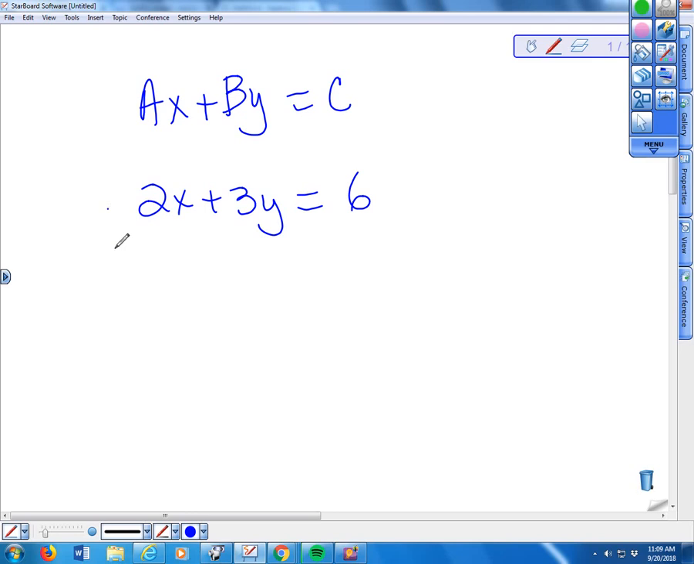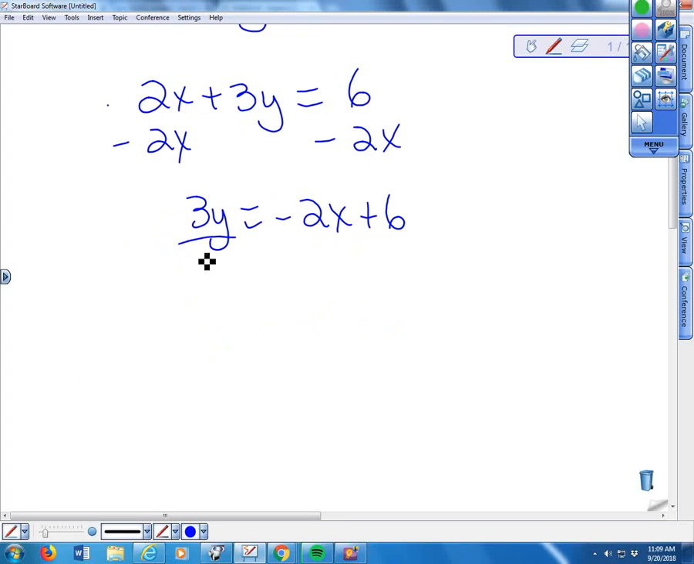So in order to do that, I've got to get y by itself. Which is this, and then divide by 3. And there it is in slope-intercept form.